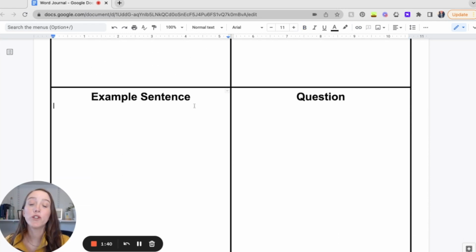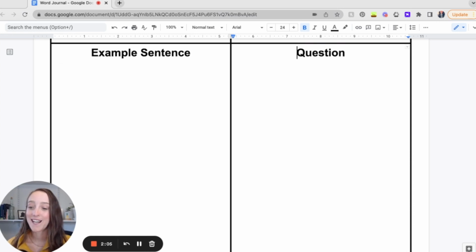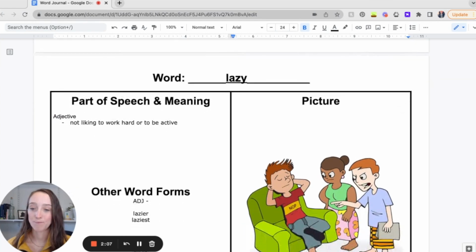Then you want to use this word in an example sentence. So you want to try to create a sentence using this word. And then you're going to create a question using this word. Why? Why do you want to do these things? When you're actively trying to use your new vocabulary in a different way, then you're more likely to remember it. And so let's take a look at an example.